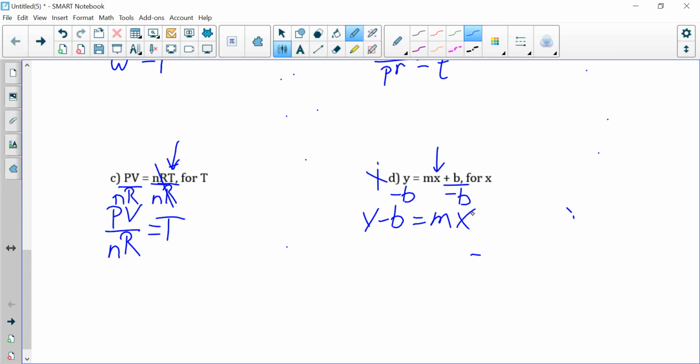I still want x by itself, so m is being multiplied by it. I need to divide. So my answer is y minus b over m equals x. And that's it for this page. Let's flip it over.